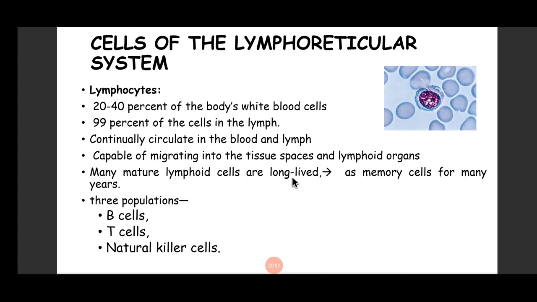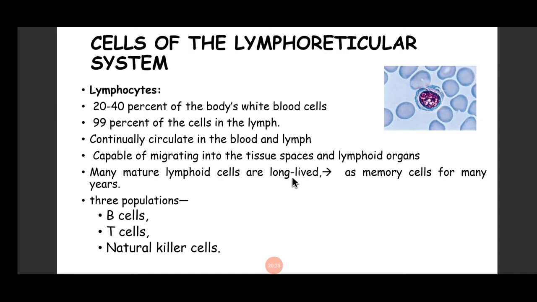Then they undergo development and perform various functions. First we'll talk about the lymphocytes. They are 20 to 40% of the body's white blood cells. So in blood, 20 to 40% of cells are lymphocytes, and in lymph, 99% of cells are lymphocytes, and they continually circulate in blood and lymph, and they are capable of migrating into the tissue space and lymphoid organs.